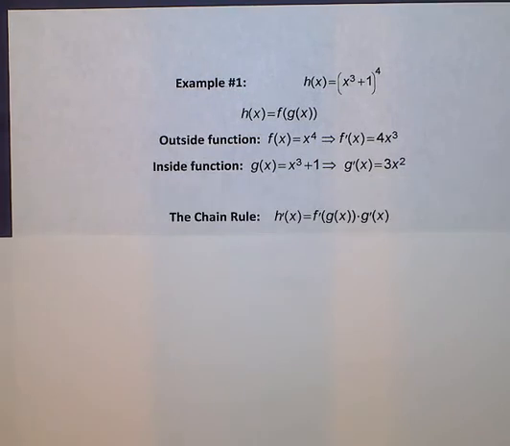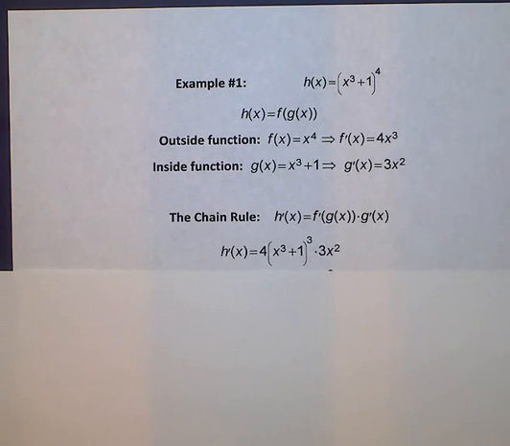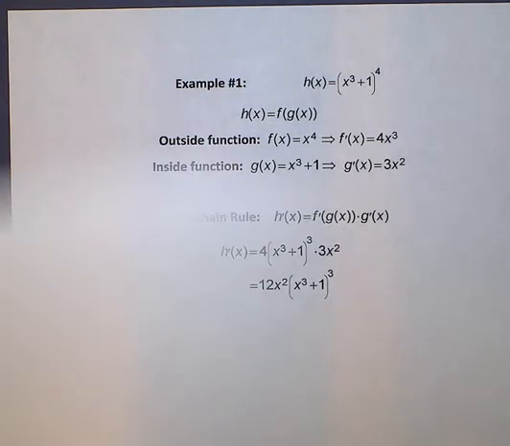So the chain rule says h prime of x is f prime of g of x times g prime of x. So we need 4x cubed evaluated at our g of x. So 4 times x cubed plus 1 cubed, and then multiply that by g prime of x, which is 3x squared. And of course, we could simplify this if we wanted as 12x squared times x cubed plus 1, the quantity cubed. Now let's look at this same example using somewhat less formal terminology and see how this goes.